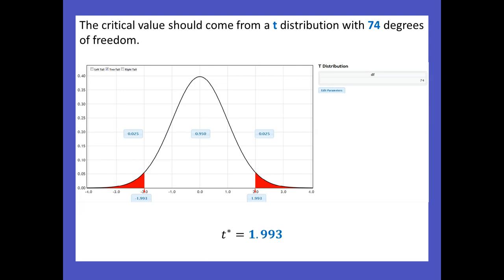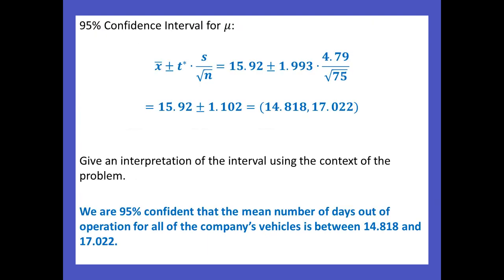From a standard normal, you'd have 1.96, and generally that's what happens: the critical value that you get from a t-distribution will be a little bit bigger than the one for the same confidence level that you would get from a standard normal. There's the computation for the confidence interval.